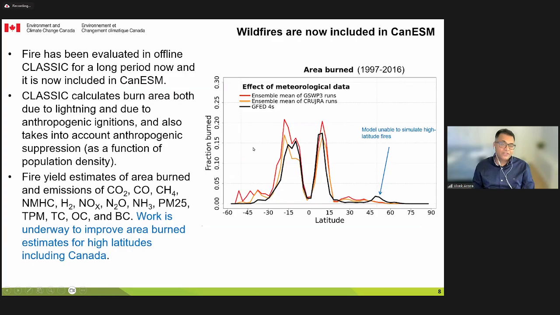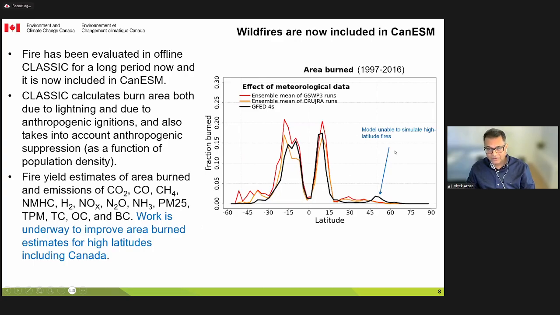The model also has fire now amongst all the biogeochemical processes, and it calculates both area burned and emissions due to lightning, as well as due to anthropogenic ignitions, which depend on population density. We also have fire suppression, also as a function of population density.